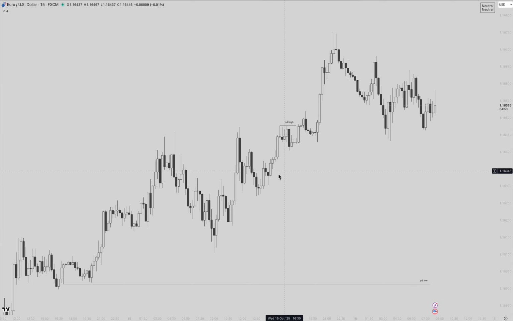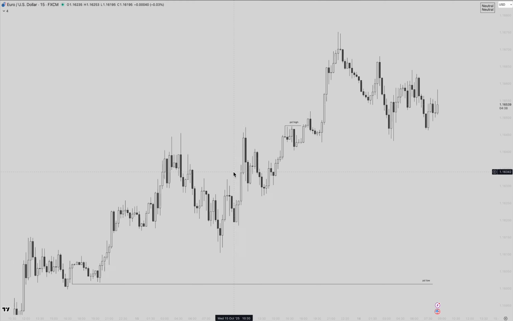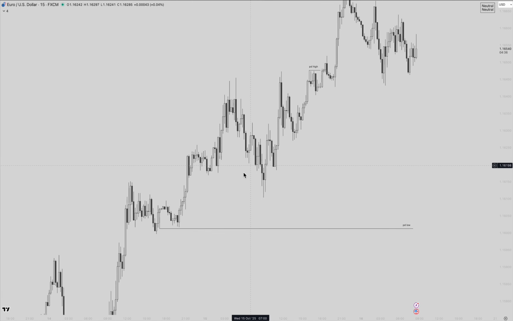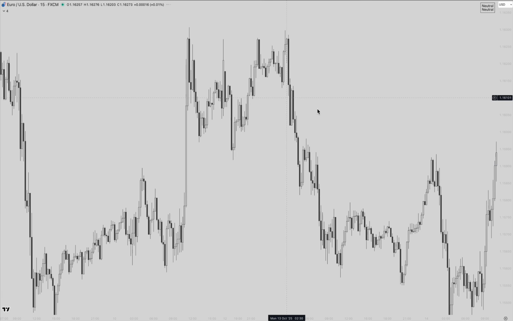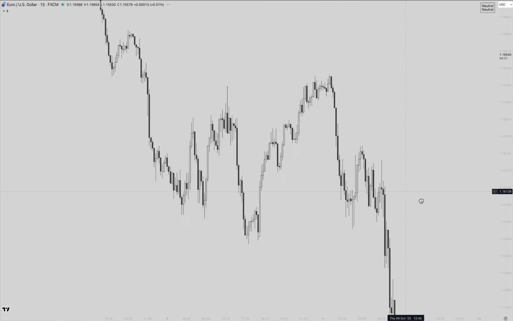To start, Euro USD gives you a direct read on US versus Euro policy. When the Fed tightens faster than the ECB, the dollar strengthens, and vice versa. It's a textbook way to study how monetary policy and economic divergence shape FX trends. As you can see, Euro USD is a very linear currency pair. When we're trending, we are trending in one direction.